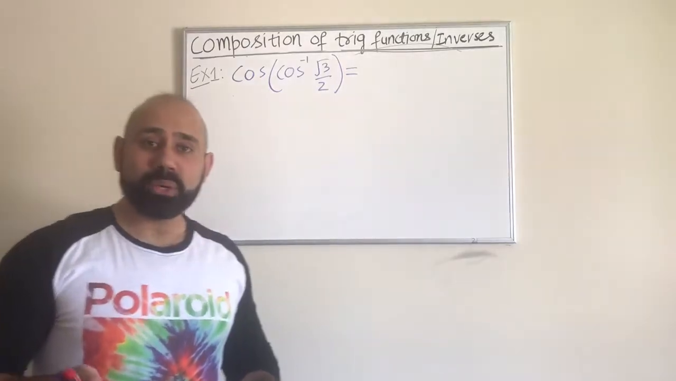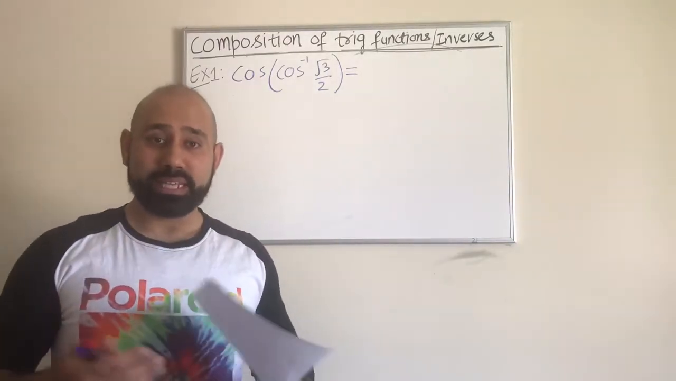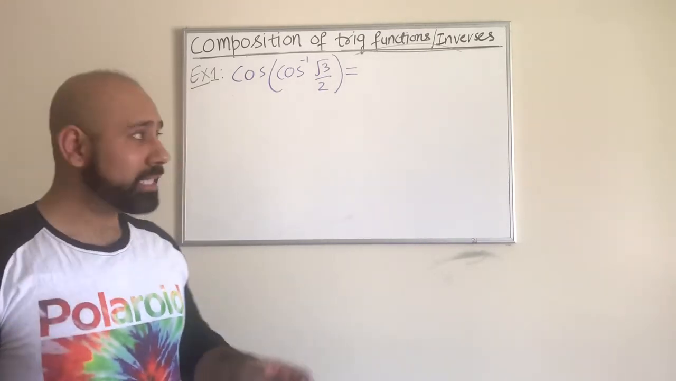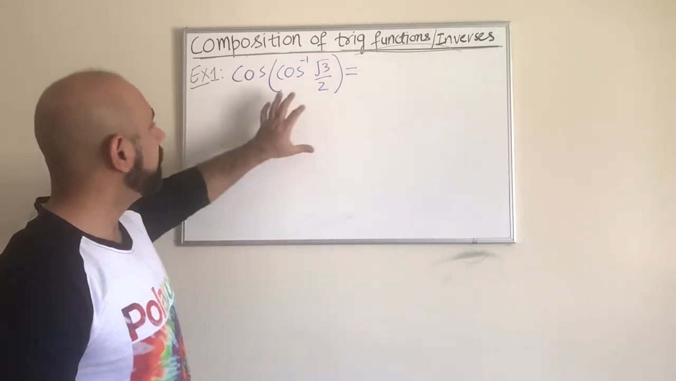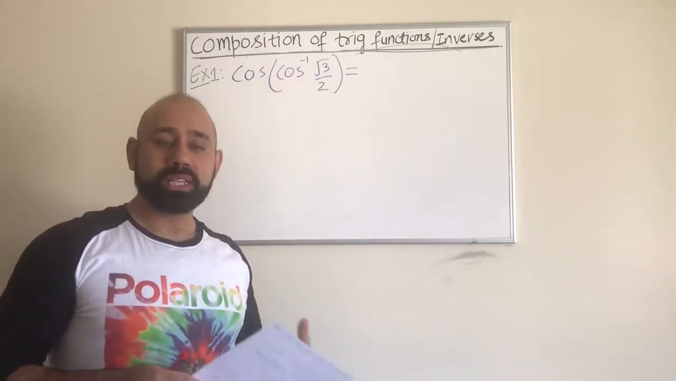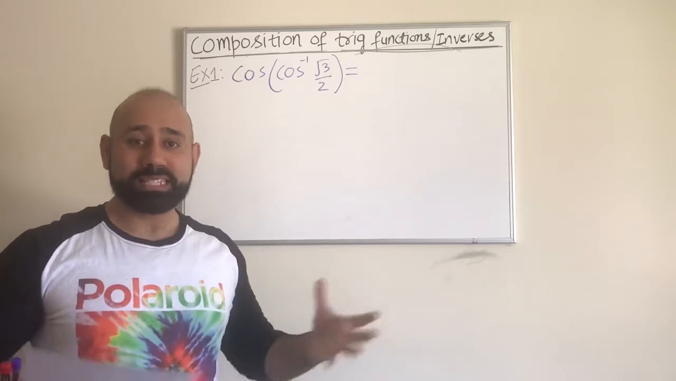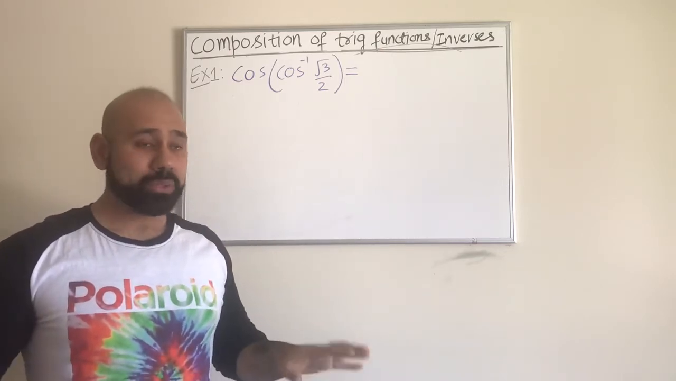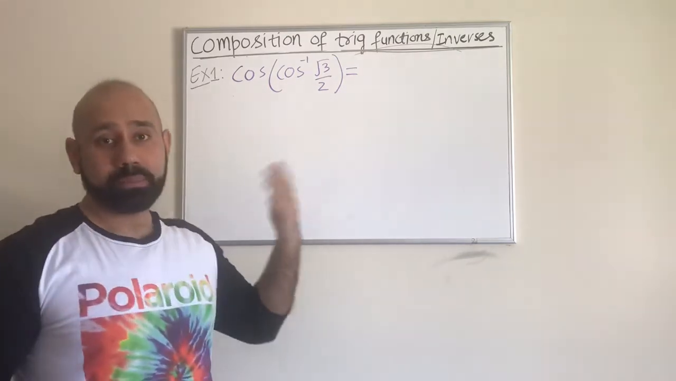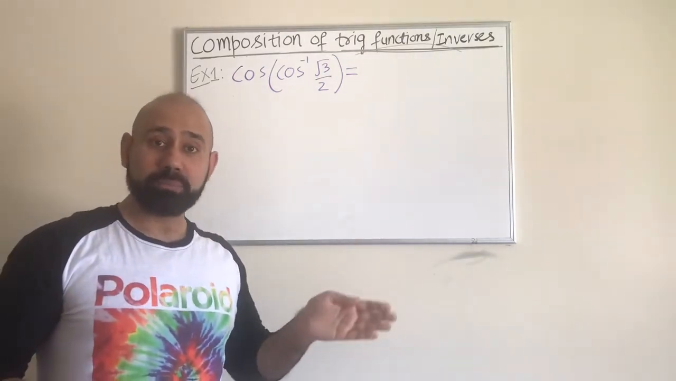Hi guys, in this video I want to talk about some examples involving the composition of a trig function and its inverse function. So guys, the first one is the cosine of the cosine inverse of radical 3 over 2. We already know that the cosine and the cosine inverse kind of behind the scenes cancel each other out, and I will be only left with radical 3 over 2, which is based on the basic definition that we talked about in my previous video.